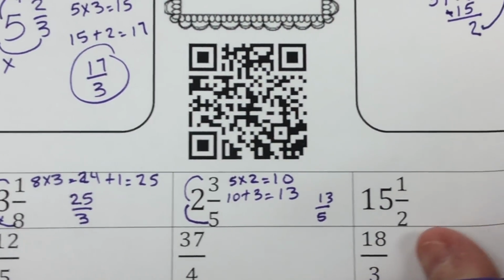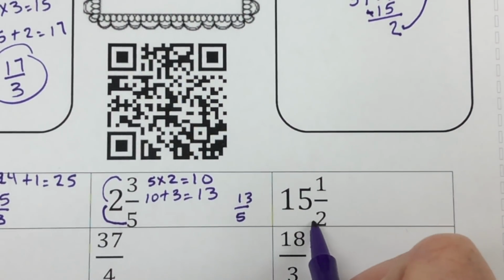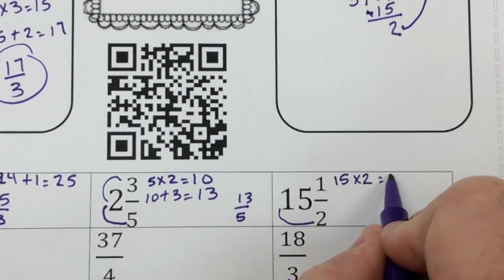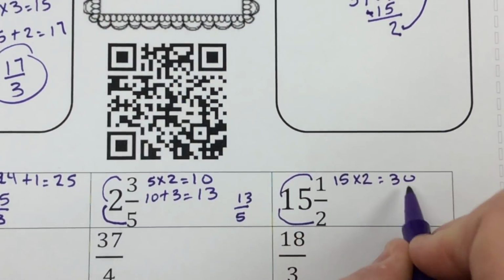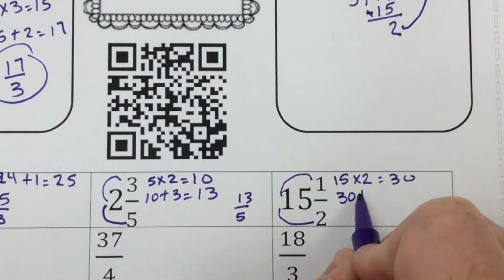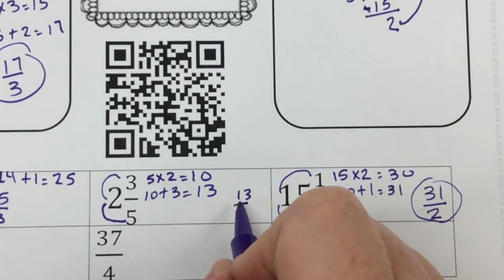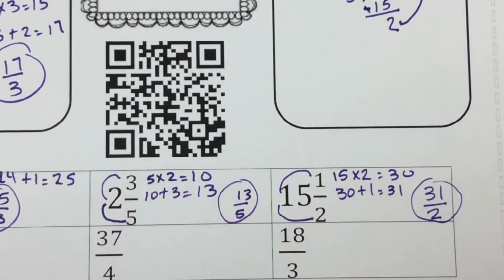Okay, over here, 15 and 1/2. 15 times 2 is 30, plus 1 is 31. So I have 31, and I put it over that denominator. Okay, write neatly. If you need to circle your answer, if it's hard to find, you can.